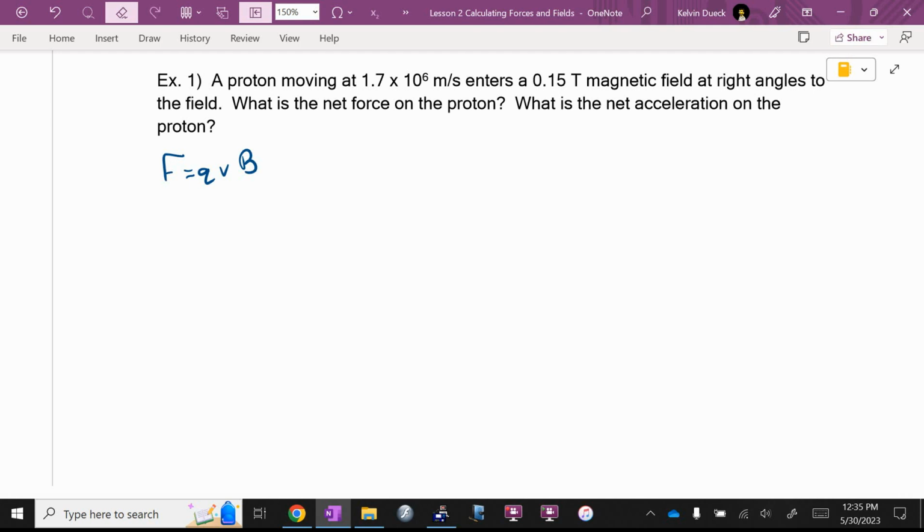Jaya, is the velocity and the magnetic field at right angles? Did it say it's perpendicular? Woohoo! Okay, we're good to go. Q, it's a proton. You're looking on your formula sheet. It's fairly elementary to figure out the charge on a proton. That's a hint. What is it? Okay. It's often going to be protons because we often accelerate protons. V, they gave that to me. B, 0.15. How big is the force?